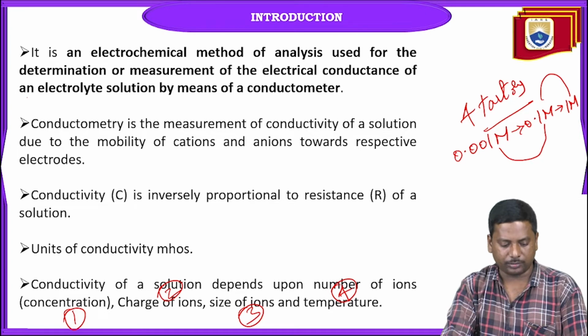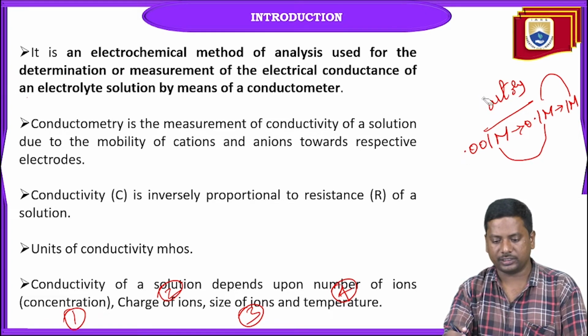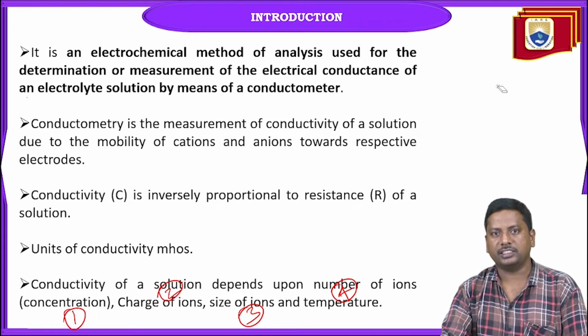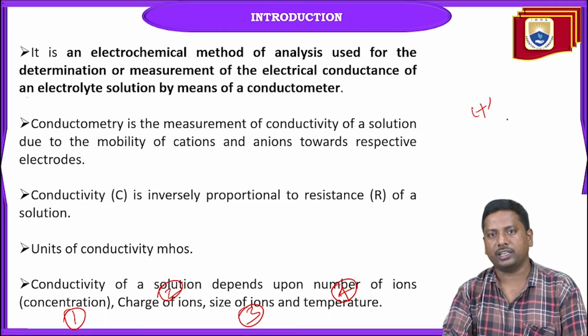Next one, charge of the ions. Whenever the positive charge on the ions increases, what happens? It reduces the size of the ions. Whenever the size of the ions is reduced, the mobility of ions also increases, so conductivity also increases. And the third one is the size of the ions. Whenever the size of the ions increases, the mobility will decrease.